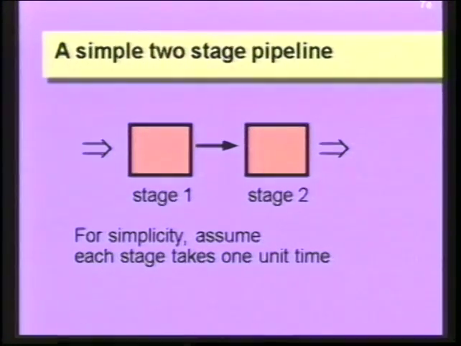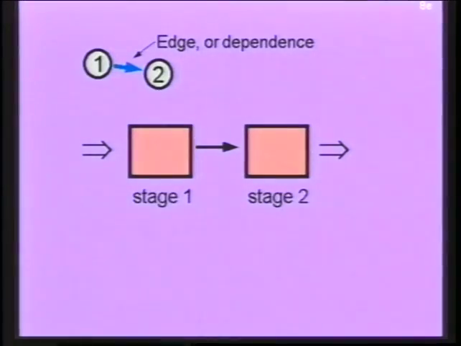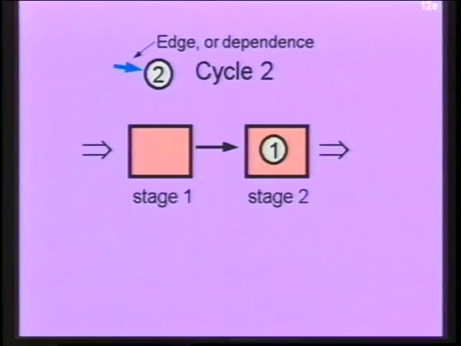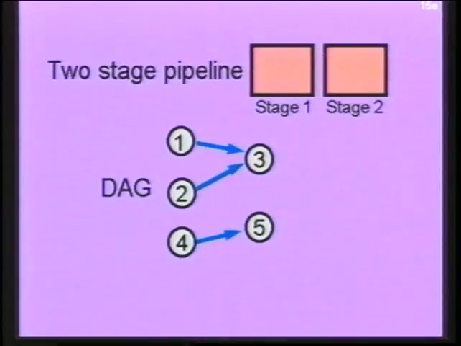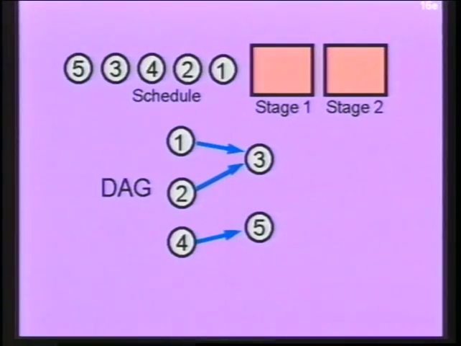If there's a dependence from one instruction to another, the second instruction must wait until the first instruction falls out of the pipeline. So if that first instruction starts at cycle 1, let's say, the second instruction can't start before cycle 3. Let's look at another example. Here we have a 5-node graph with nodes 1, 2, 3, 4, and 5. What happens when we schedule this graph in the pipeline?